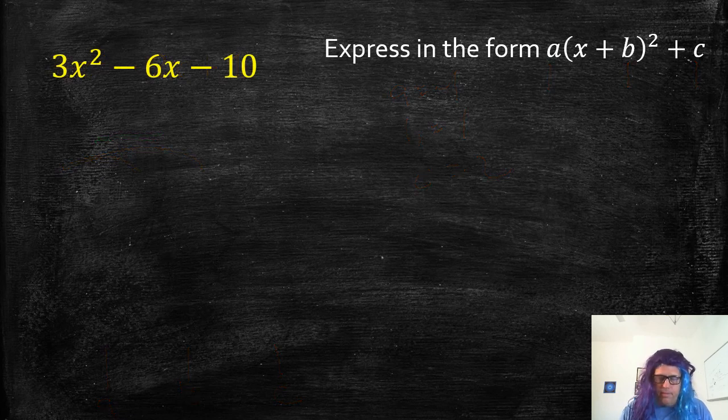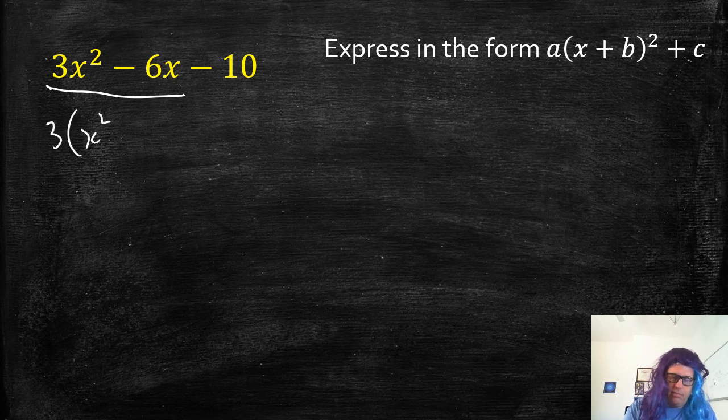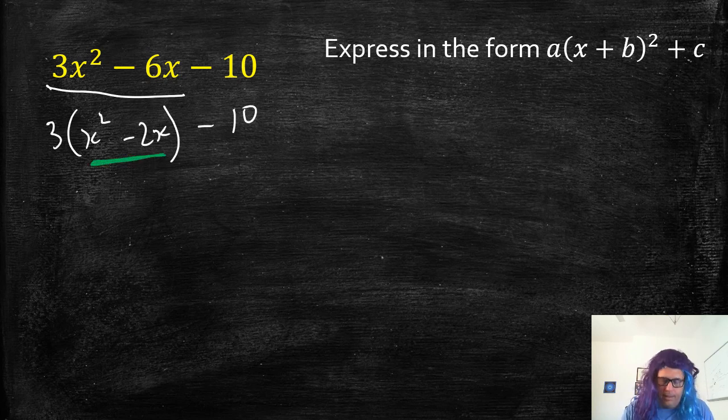Okay, another example. To complete the square, I focus on this. Is A 1? No, A is 3. So I need to make A 1. I can factor out a 3. That's going to be minus 2x, and then my tag along. What am I going to complete the square on? I'm going to complete the square on that. So let's go ahead and do that.